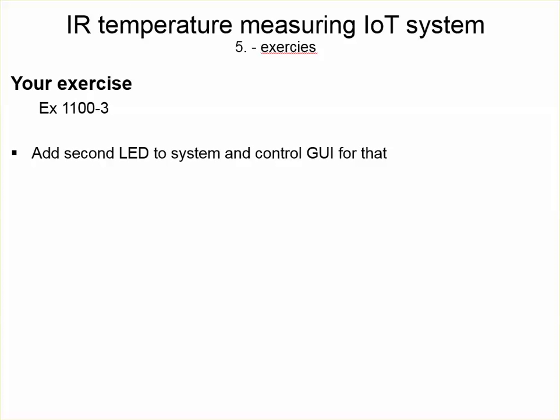The third exercise is to add the functionality to the other direction. So now add a second LED to your system, or you could replace the LED with a motor or some other device that you could control. You could say that it's an output device. And also add the user interface for that, so you are able to control that LED or motor, whatever you connect there, with the graphical user interface.